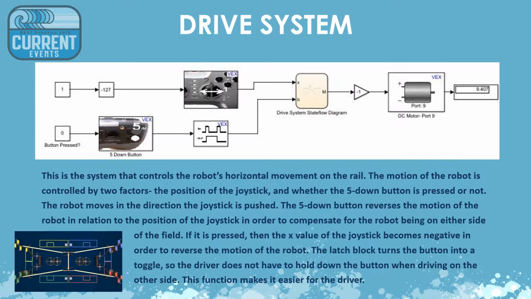This is the drive system that controls the robot's horizontal movement on the rail. The motion of the robot is controlled by two factors, the position of the joystick and whether the 5-down button is pressed or not. The robot moves in the direction the joystick is pushed. The 5-down button reverses the motion of the robot in relation to the position of the joystick in order to compensate for the robot being on either side of the field. This function makes it easier for the driver.